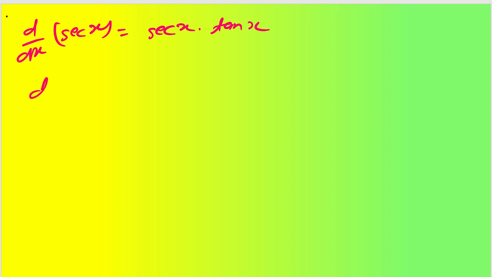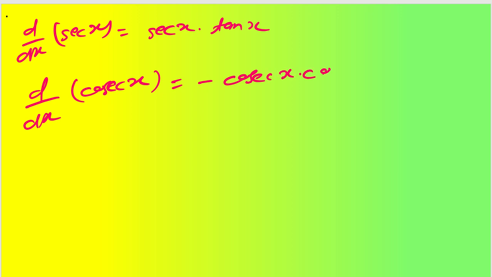Next is d by dx of cosec x. So we have seen almost all the trigonometric functions now. So that will become minus cosec x into cot x.